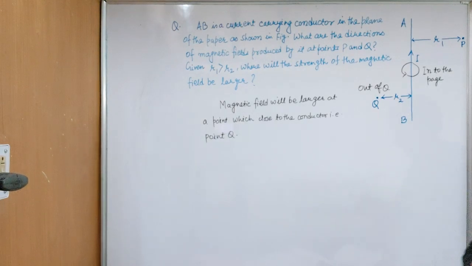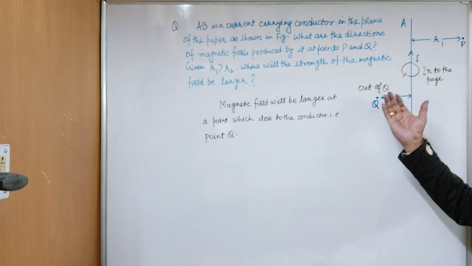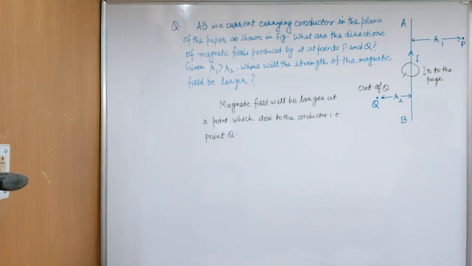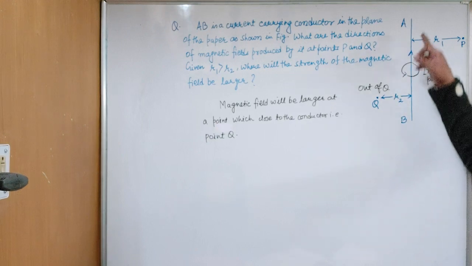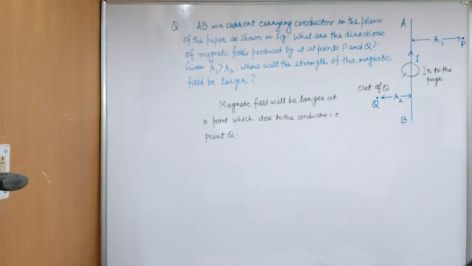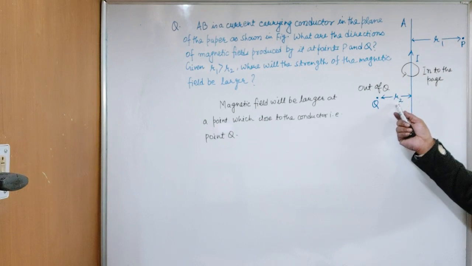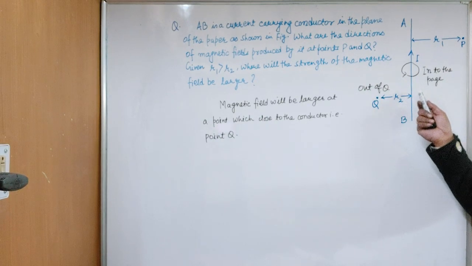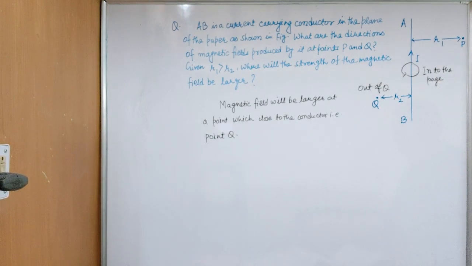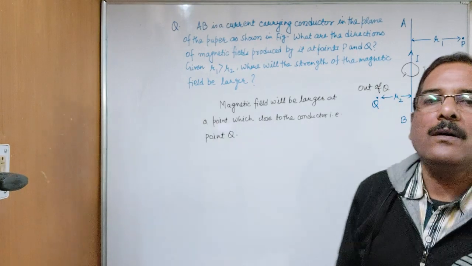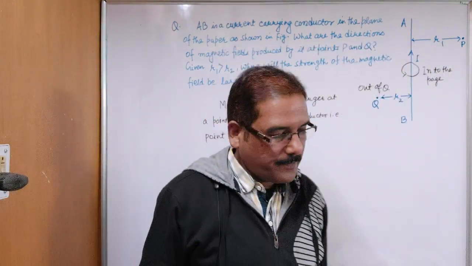So I think it is clear to you children how it will be into the page, and how from the Q side it should be outside from the page, and why magnetic field is larger at point Q, because this point Q is close to this conductor AB, and it is given that R1 is greater than R2. It means R2 is close to this current carrying conductor. That's why magnetic field will be large here. And as we move away from the conductor, the strength of magnetic field decreases.